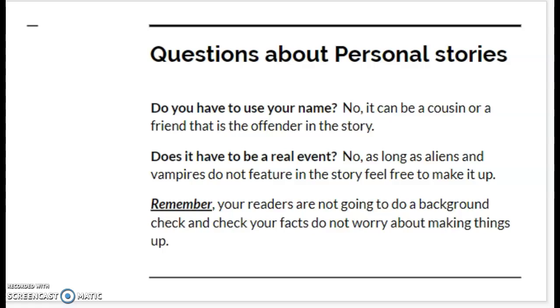And remember, your readers, guys, they're not going to check your background. They're not going to do a background check on your facts. So don't worry about making people up. All I ask you to do is commit to the story. So let's say you're writing about something and the personal story that you're adding to back up what you're talking about is a time you got grounded for maybe sneaking out of the house.